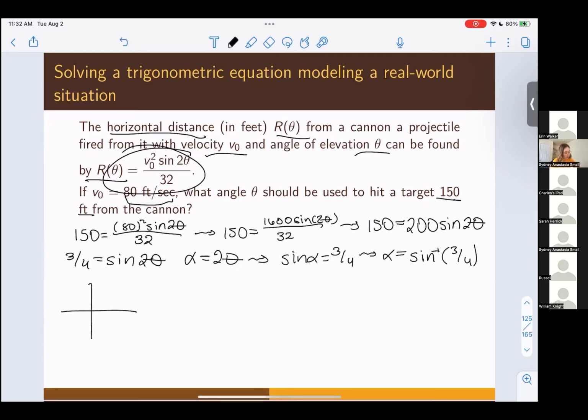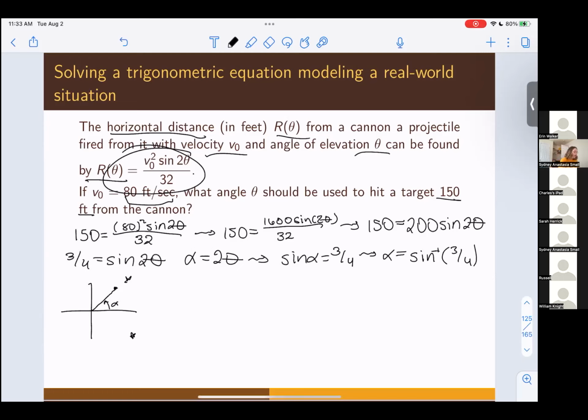I'm thinking about what angles alpha have a sine of 3/4. Well, remember that the inverse sine function is defined on quadrants 1 and 4, from negative pi over 2 to pi over 2. And I'm working with an alpha that has a positive sine. So I know that the inverse sine of 3/4 is going to be somewhere in quadrant 1. I don't know what it is, but I know it's going to be in quadrant 1. We'll call this guy alpha.